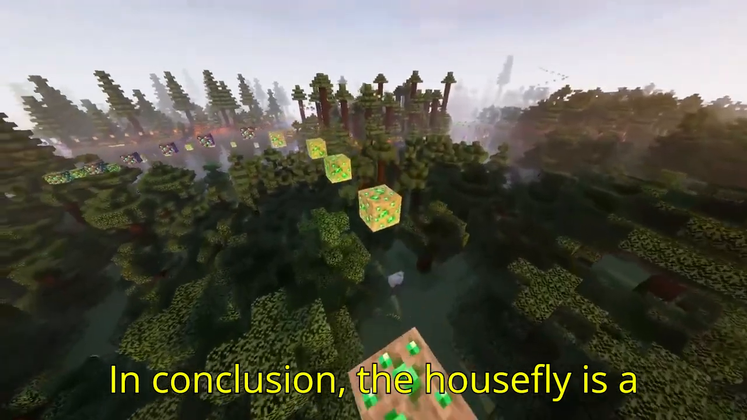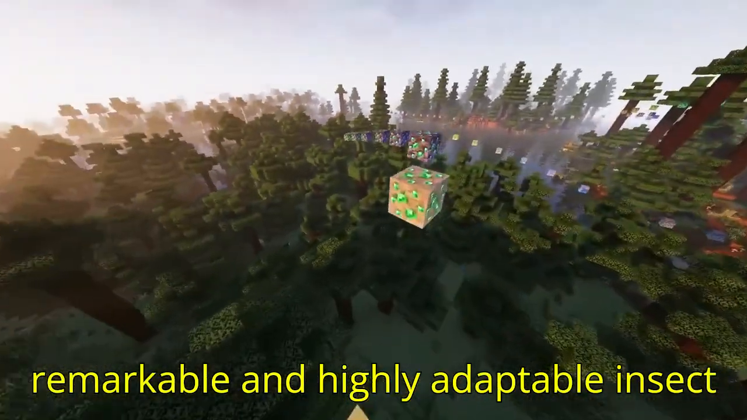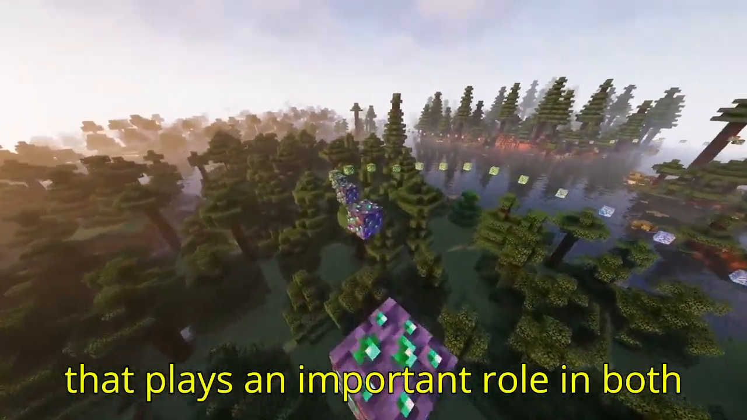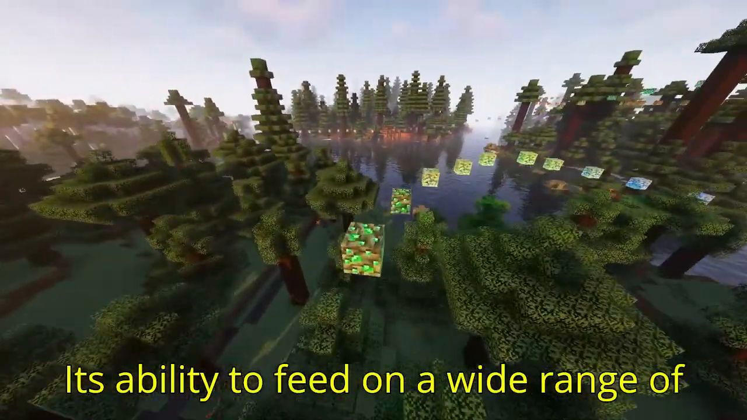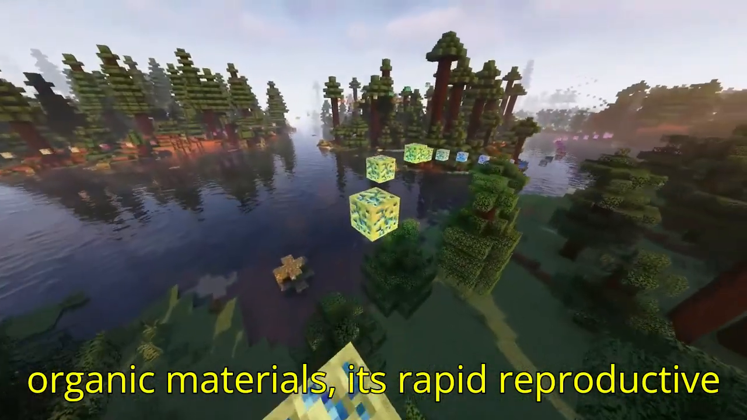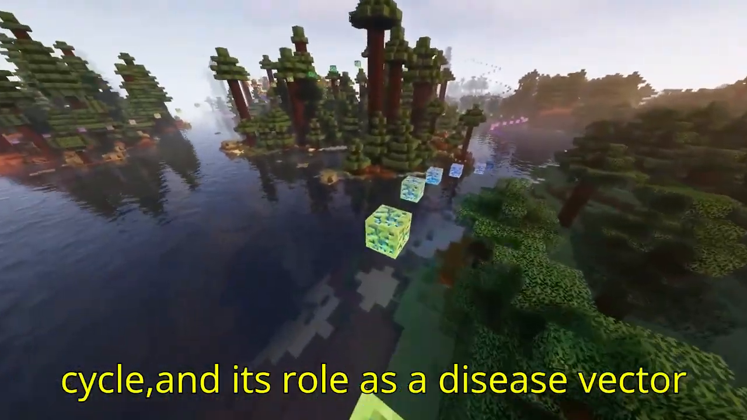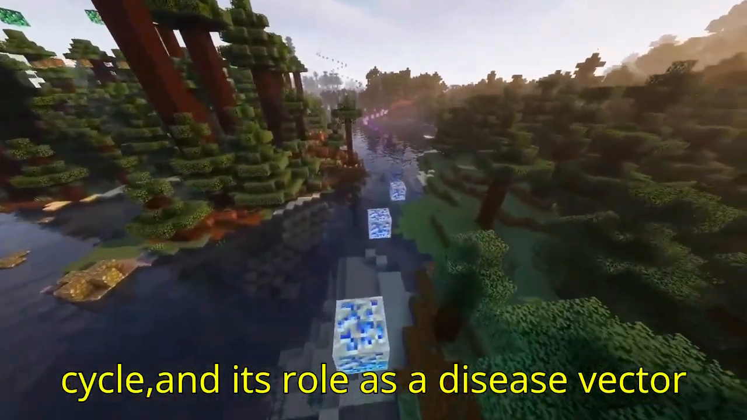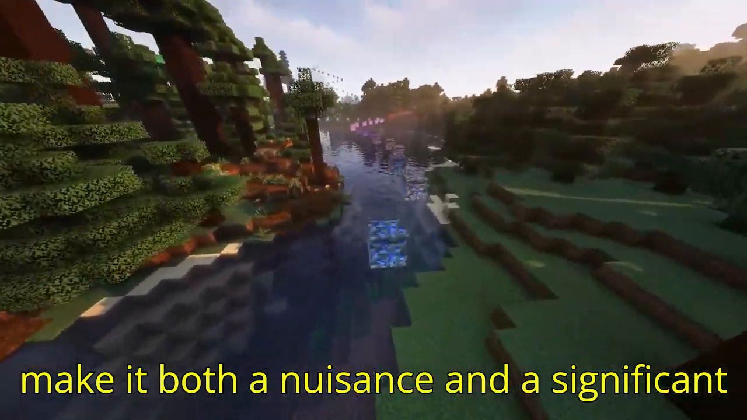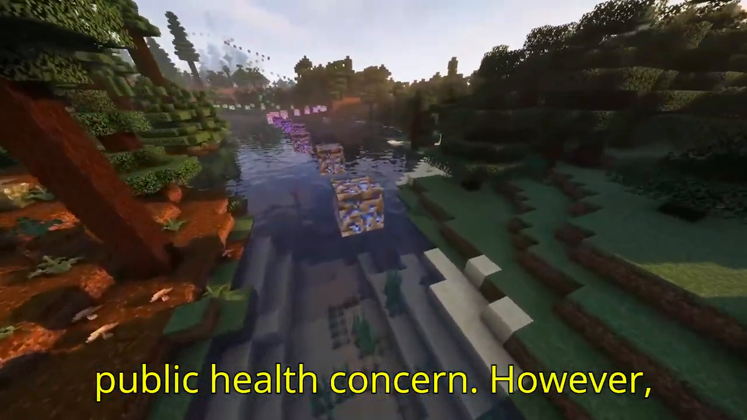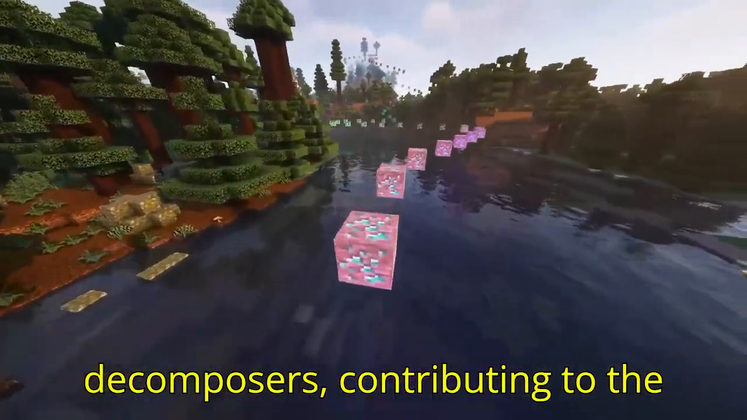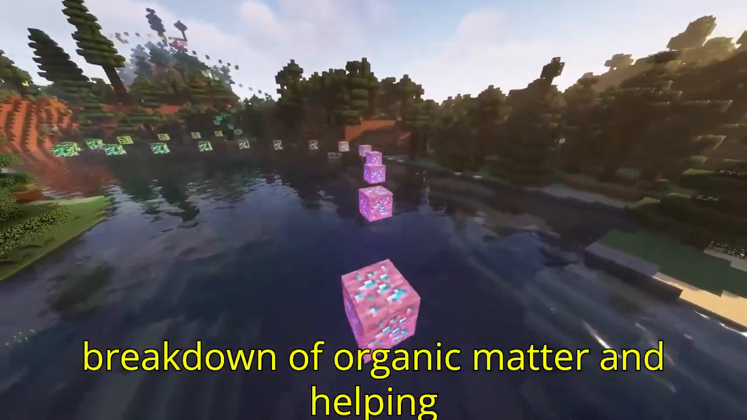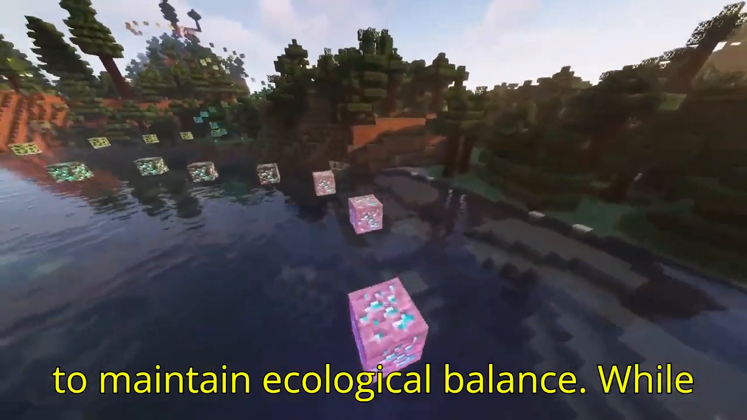In conclusion, the housefly is a remarkable and highly adaptable insect that plays an important role in both human environments and ecosystems. Its ability to feed on a wide range of organic materials, its rapid reproductive cycle, and its role as a disease vector make it both a nuisance and a significant public health concern. However, houseflies also serve as important decomposers, contributing to the breakdown of organic matter and helping to maintain ecological balance.